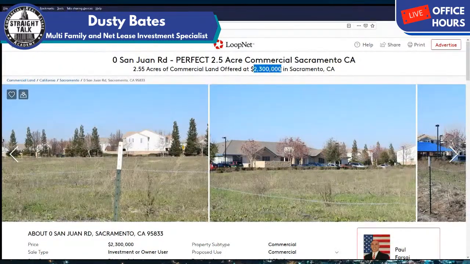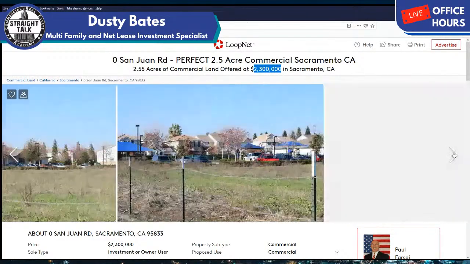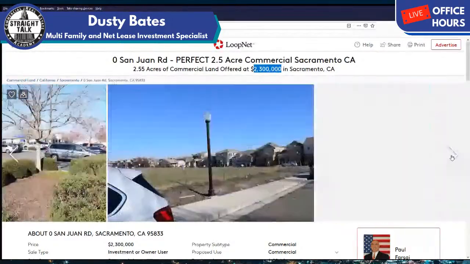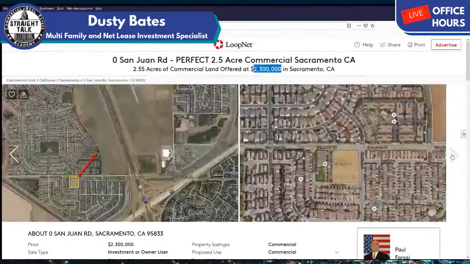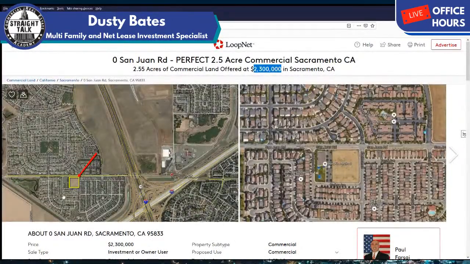It's offered at 2.3. This is just a side point: 2.3 probably includes all the entitlement work too. So they're ready for you to come in and start moving dirt around, likely, at this location.